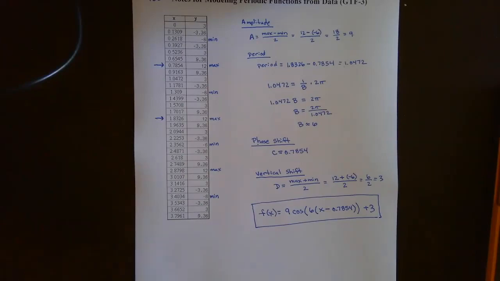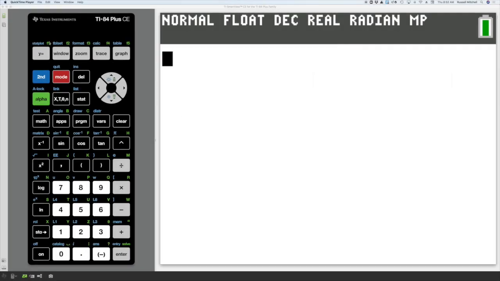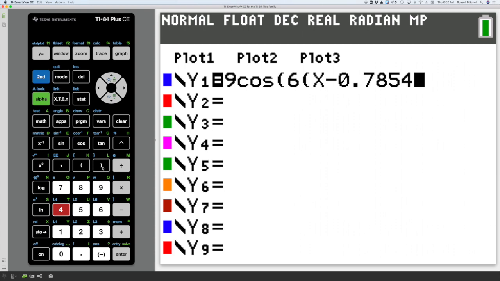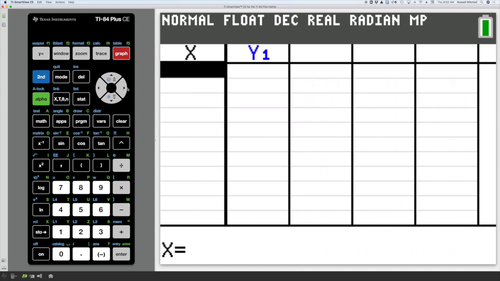So let me go to my graphing calculator. Okay, so from our graphing calculator, let's go ahead and press y equals, okay? And we have the function 9, and then cosine, and then 6, because that's our b, and then parenthesis, and then x minus 0.7854, close parenthesis, and then plus the 3, which is the vertical shift, right? Okay, so I'm going to go to my table, and I'm going to enter some of the values off the table that I see. So if I put in 0, I should get out 3, right?